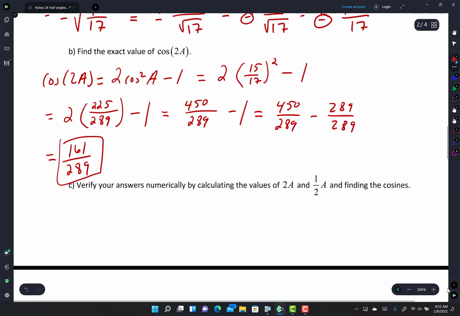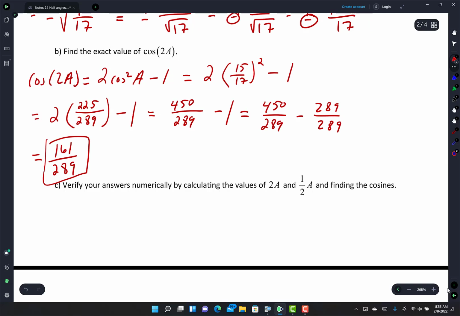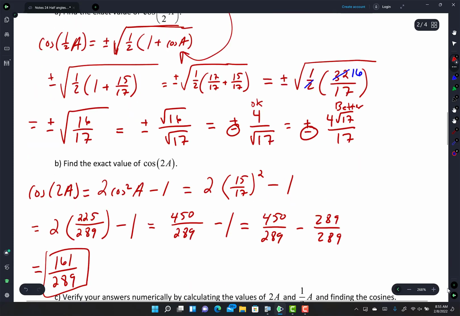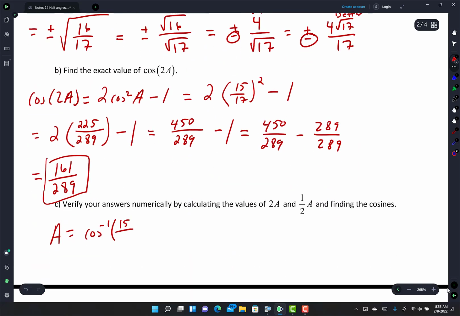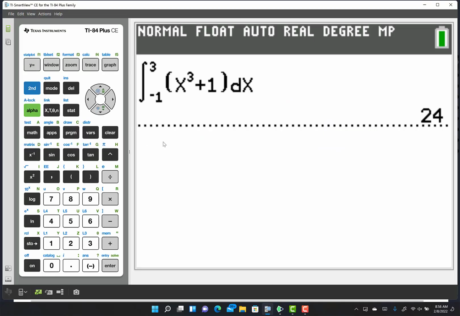And it says this. Verify your answers numerically by calculating the values of 2A and half A and finding the cosines. Okay, so that means this. I'm going to find what the angle A is. Our cosine of 15 over 17. Now, you guys have liked degrees better than radians. Do you guys still prefer degrees over radians? Okay. Will there ever be a point that you guys like radians over degrees? Never? All right.